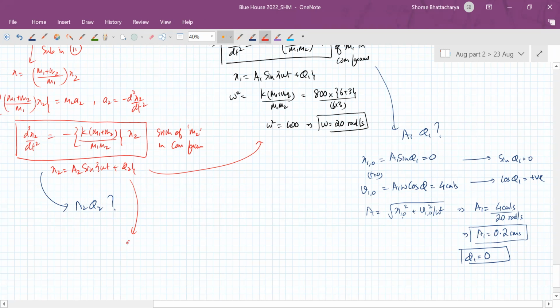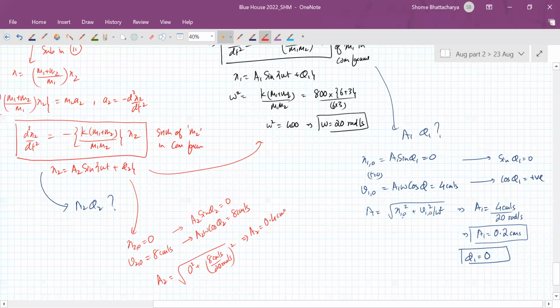Now by similar logic here, you can see x2's initial value is 0, but v2's initial value in the diagram you had seen was 8 centimeters per second. So once again, from this you can see that a2 sine phi is 0 and a2 omega cos phi is 8 centimeters per second. So our amplitude is 0 square plus 8 centimeters per second divided by 20 radians per second whole square. This amplitude will come out to be 0.4 centimeters. And the phase constant by same logic will come out to be again 0.